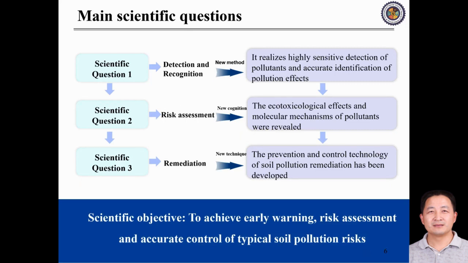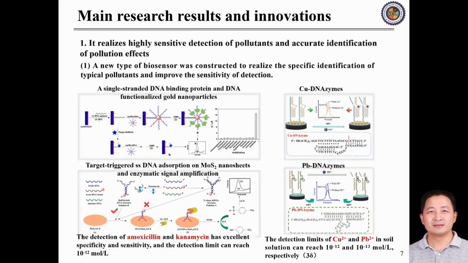The research results provide stronger theoretical and methodological support for realizing the scientific objectives of early warning, risk assessment, and precise control of typical soil pollution risk. In terms of main research results and innovations, first is highly sensitive detection of pollutants and accurate identification of pollution effects.